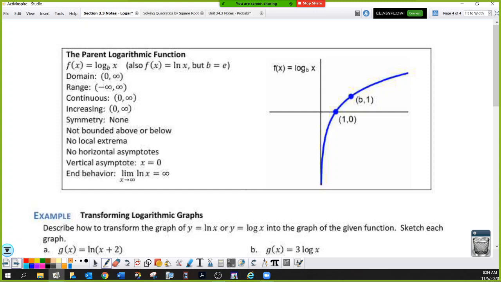Vertical asymptote, we've already said it, is x equals 0, and it has end behavior as x goes to infinity. I wrote ln of x. Whoops. Well, it's just supposed to say log base b of x rises to infinity. And I missed one somehow or another. The other one is the limit as x goes to 0, log base b of x goes to negative infinity. That means it shoots downwards as you approach its vertical asymptote. That's what that says. I'm not going to ask you end behavior of logarithm questions on tests, though. It's just good to know it.